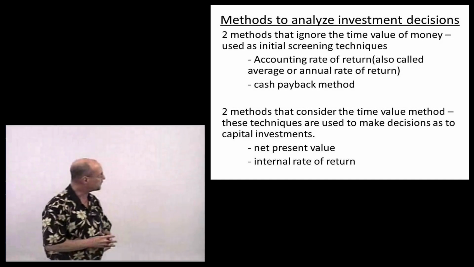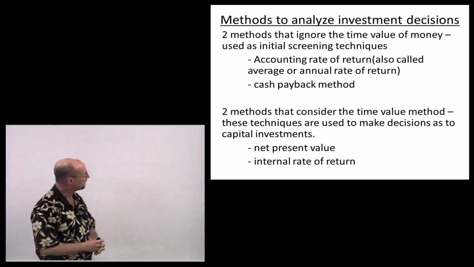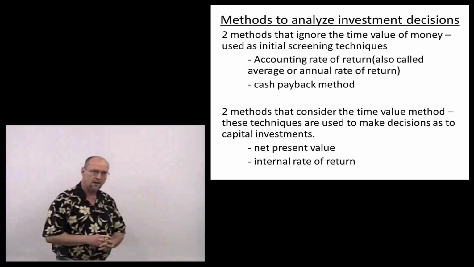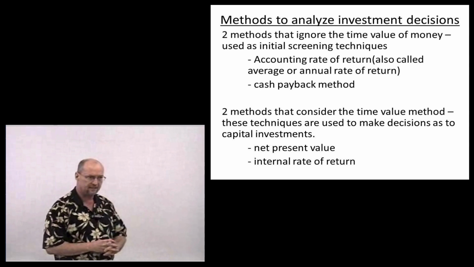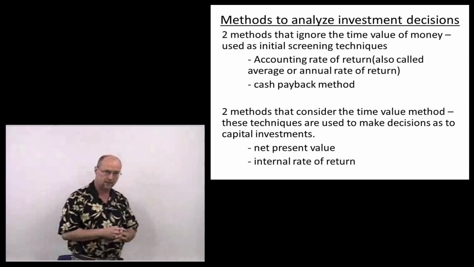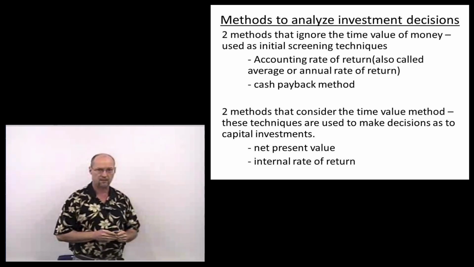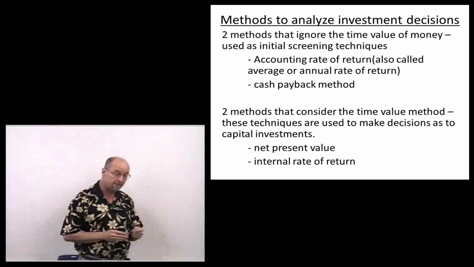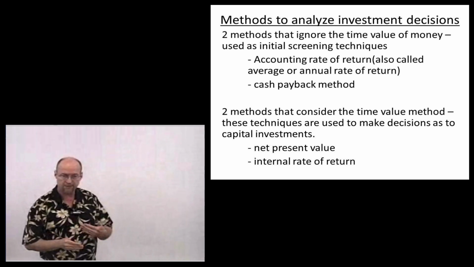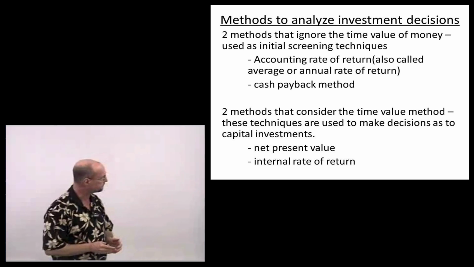Now, we have a total of 4 methods that we're going to look at in this chapter. The first 2 methods ignore the time value of money. For those of you who have not had exposure to time value, I have a separate recording called The Time Value of Money, and I would encourage you to review that, because we're going to use time value calculations in this chapter. I'm going to make reference to present value tables, and the assumption is you're familiar with that. So if necessary, go back and watch that time value lecture.